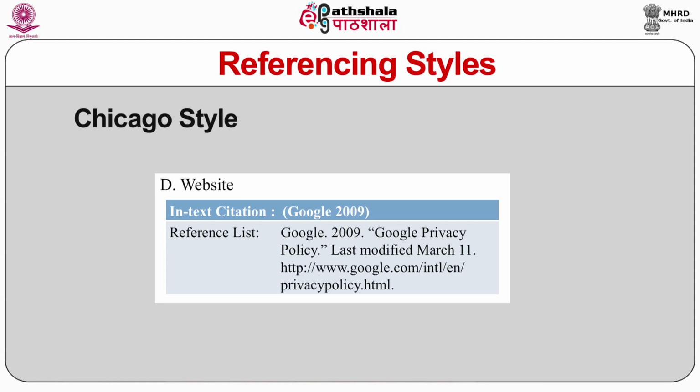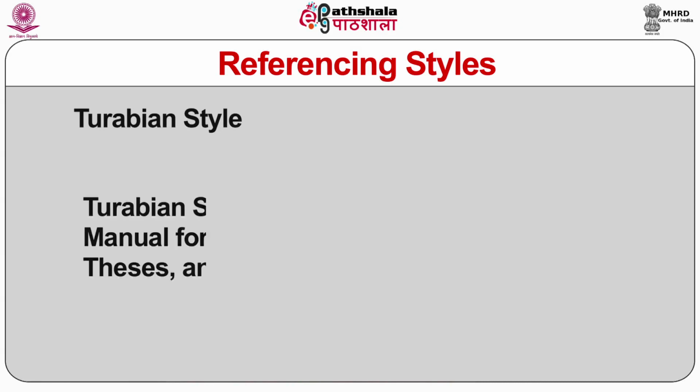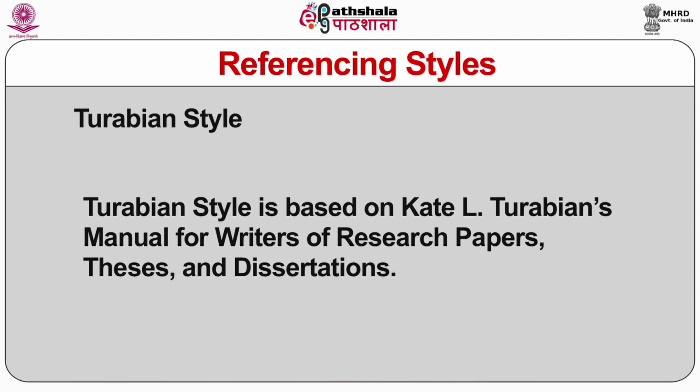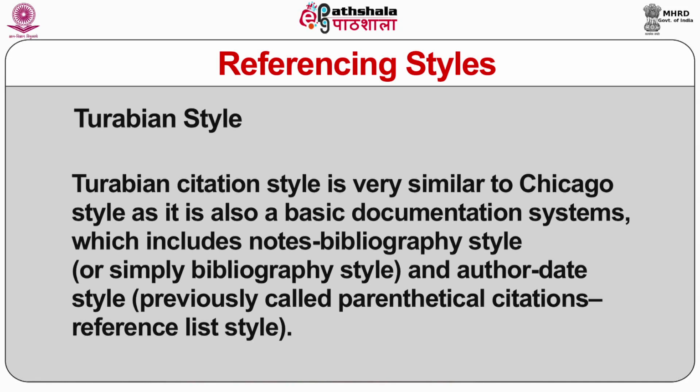The fifth style is the Turabian style. The Turabian style is based on Kate L. Turabian's manual for writers of research papers, theses and dissertations. Turabian citation style is very similar to Chicago style, as it is also a basic documentation system which includes the notes-bibliography style, or simply the bibliography style, and secondly the author date style, which was previously called the parenthetical citation reference list style.